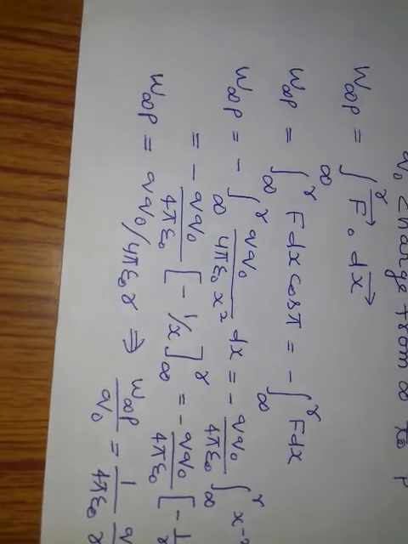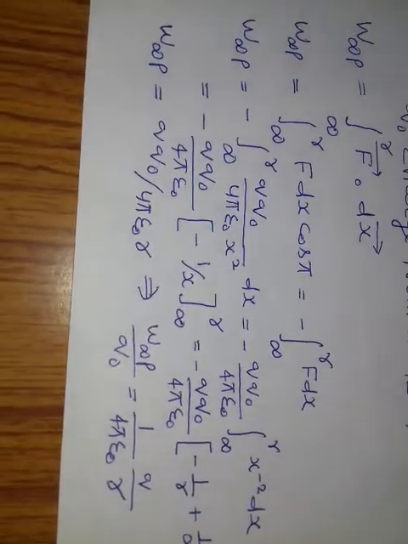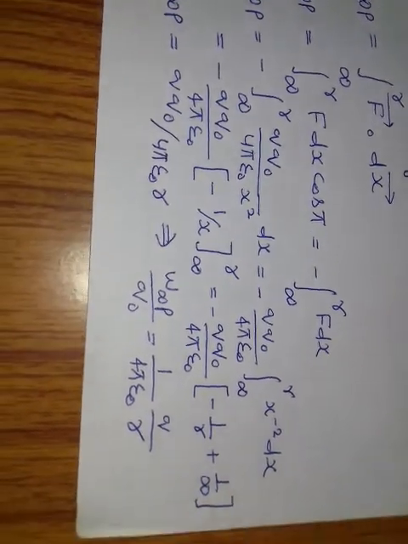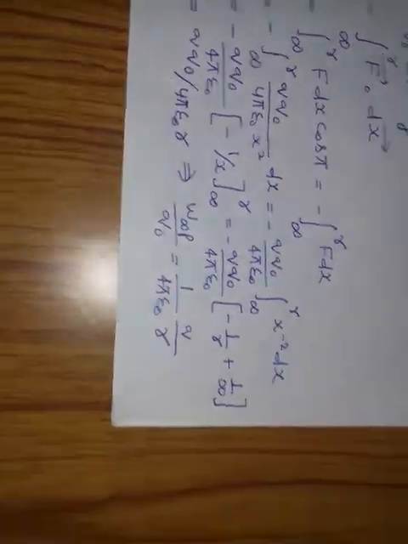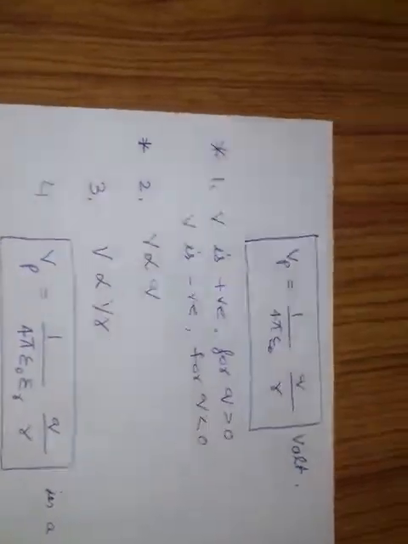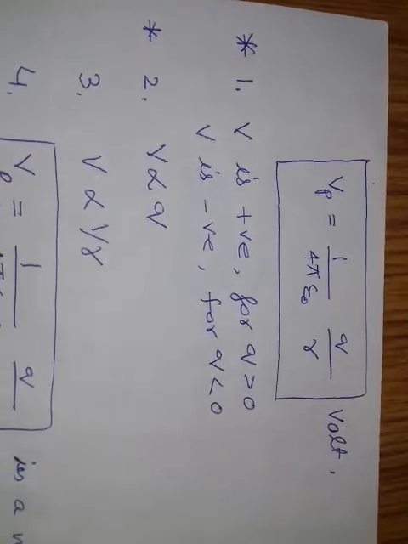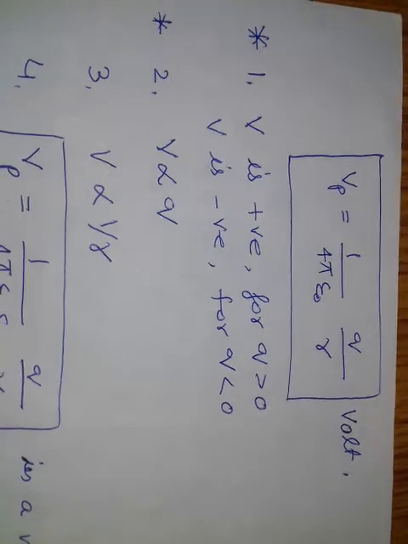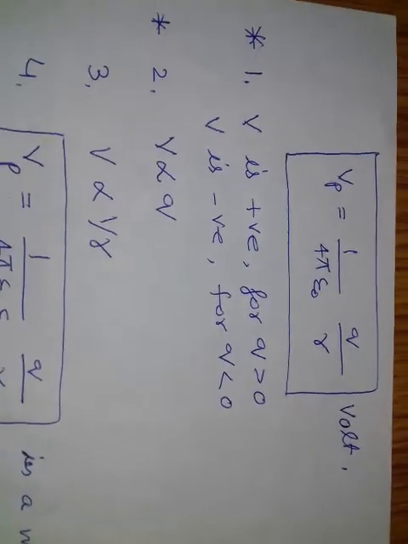Take Q naught in the denominator of W infinity to P. W infinity to P divided by Q naught is equal to 1 upon 4 pi epsilon naught Q upon r, and finally you got the electric potential due to an isolated point charge at a separation r. Vp is 1 upon 4 pi epsilon naught Q upon r.